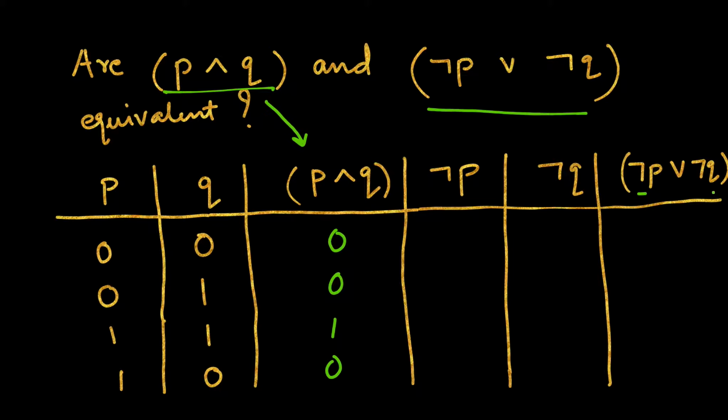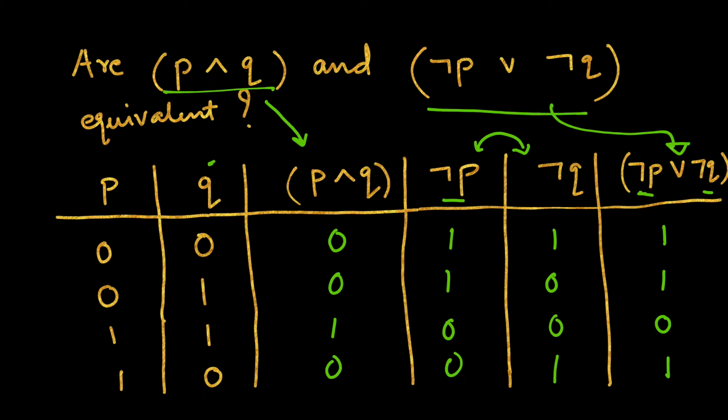Now we need to calculate the second formula. For this we will need not P and not Q. First calculate not P, which will be the negative of the P value. So when P is 0, it will be 1, 1, 0, 0. Similarly, not Q will be the negative of Q, so it will be 1, 0, 0, 1. Now we have to take the OR of these two. If any one of them is 1 or both are 1, then it will be 1. So it's 1, 1, 0, 1.